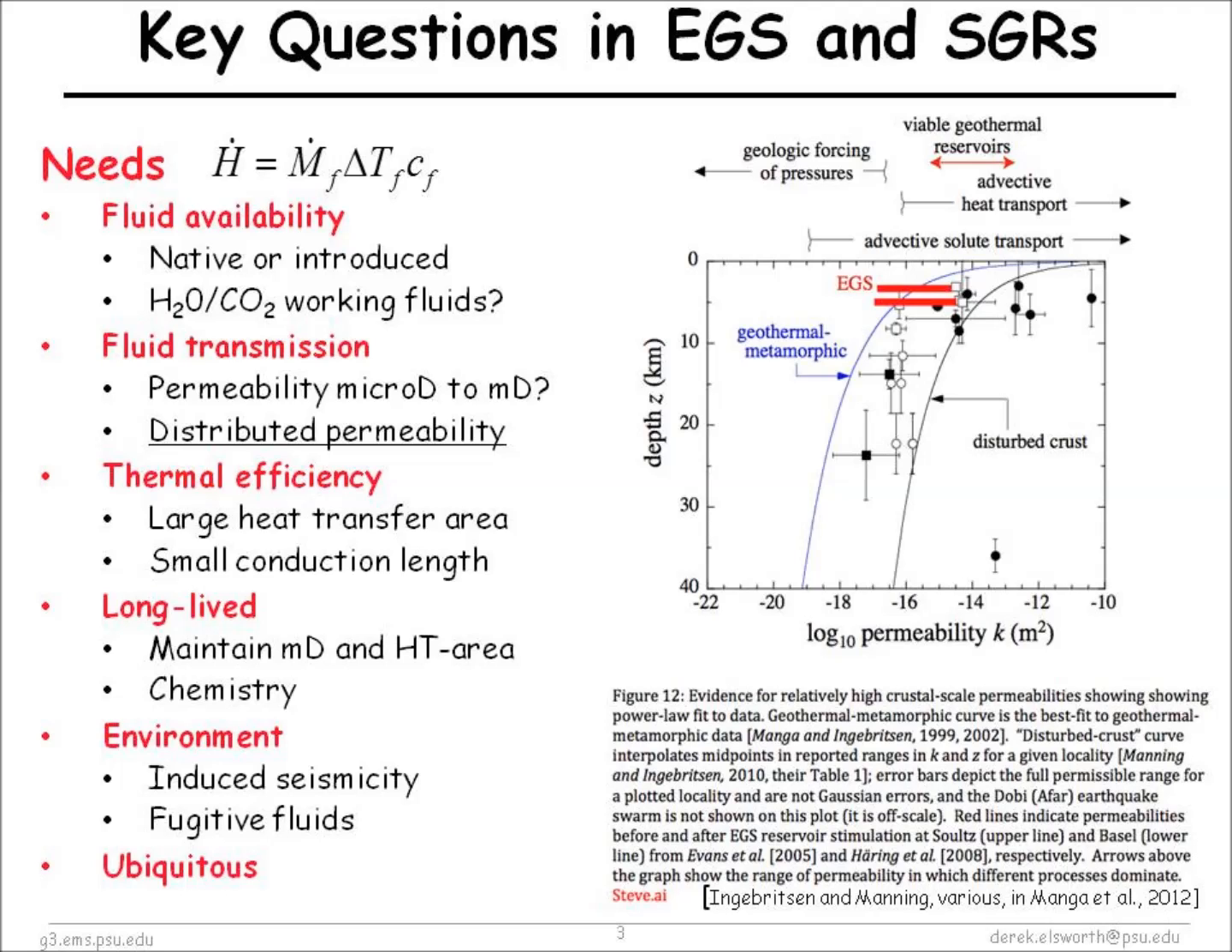Fluid transmission in EGS, you're talking about taking microdarcy rocks to millidarcies, as this plot shows for both basalts and, I think, salts. But I think the real issue is being able to get distributed permeability in addition to getting some permeability. So that might not be such a challenging issue for some reasons we'll talk about later in sedimentary aquifers. Thermal efficiency is related to heat transfer and also the conduction length from the blocks into the fractures in EGS. And you want it to be long-lived. You want it to run for 30 years once you've developed this heat transfer area. And you don't want to be surprised by chemistry. And of course, at the same time, you want to avoid issues of induced seismicity.